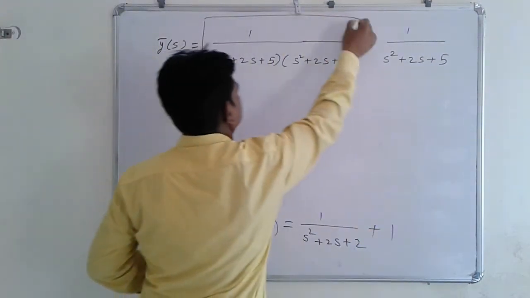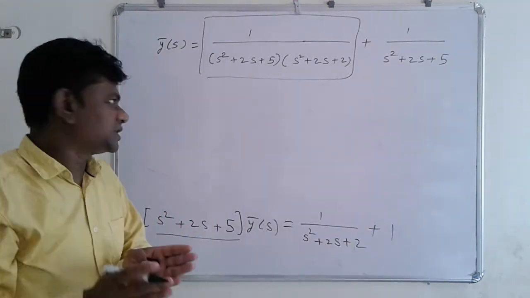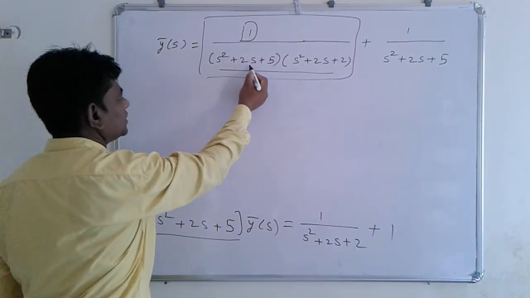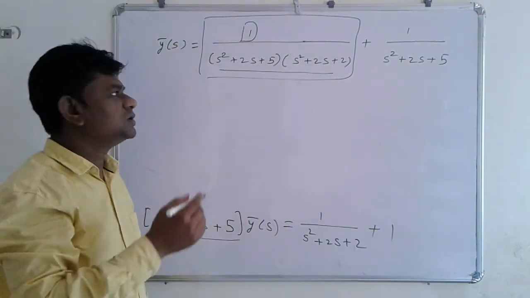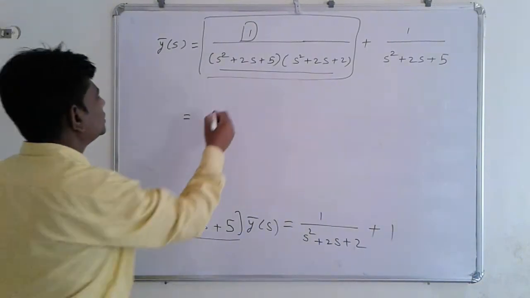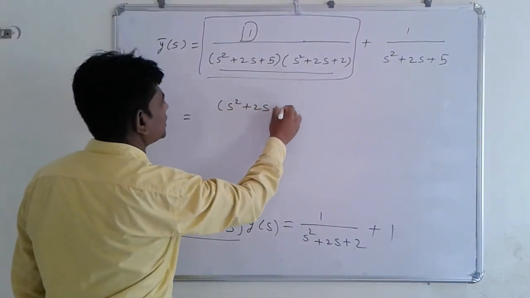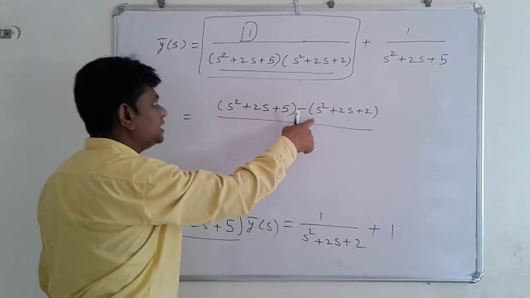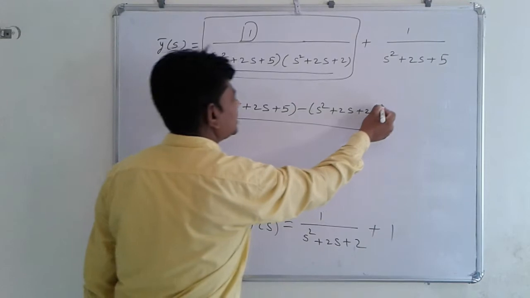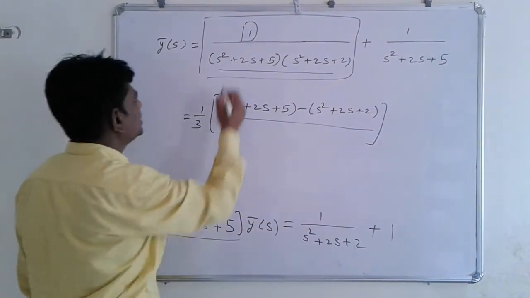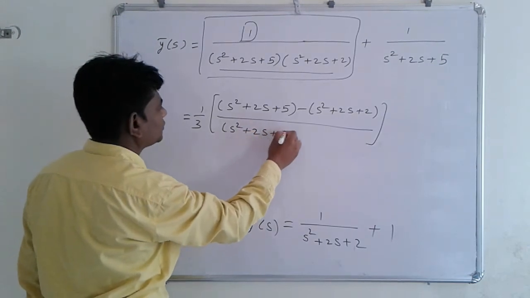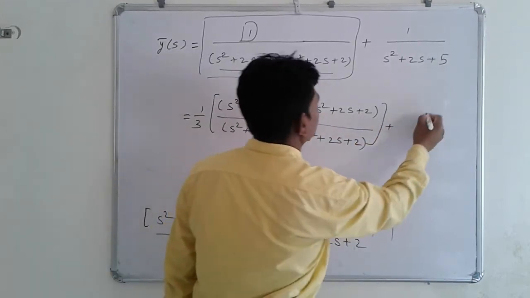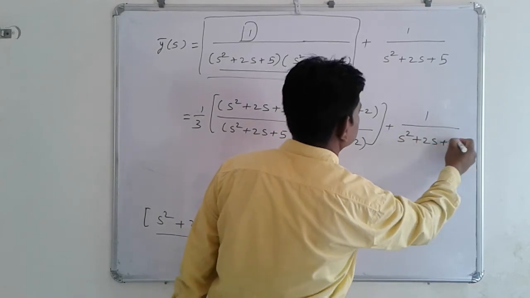Now for partial fractions I am going to tell you an easy trick. The difference of these two factors, s square plus 2 times s plus 5 minus s square plus 2 times s plus 2, the answer is 3. But here the numerator is 1. So we balance this 3 by dividing by 3, meaning 1 by 3 upon s square plus 2 times s plus 5 times s square plus 2 times s plus 2, plus 1 upon s square plus 2 times s plus 5.